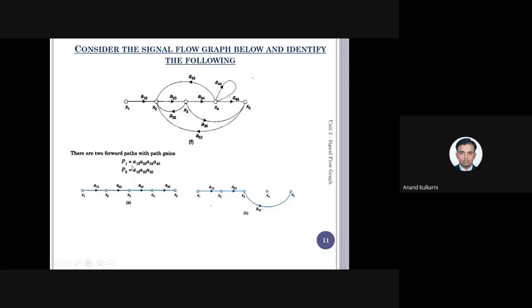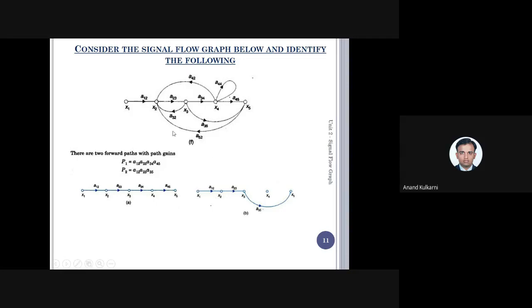Just observe here. This is the signal flow graph, and we are supposed to identify some things. What are those? We are to identify the forward paths and the gains. What are the forward paths and the gains?